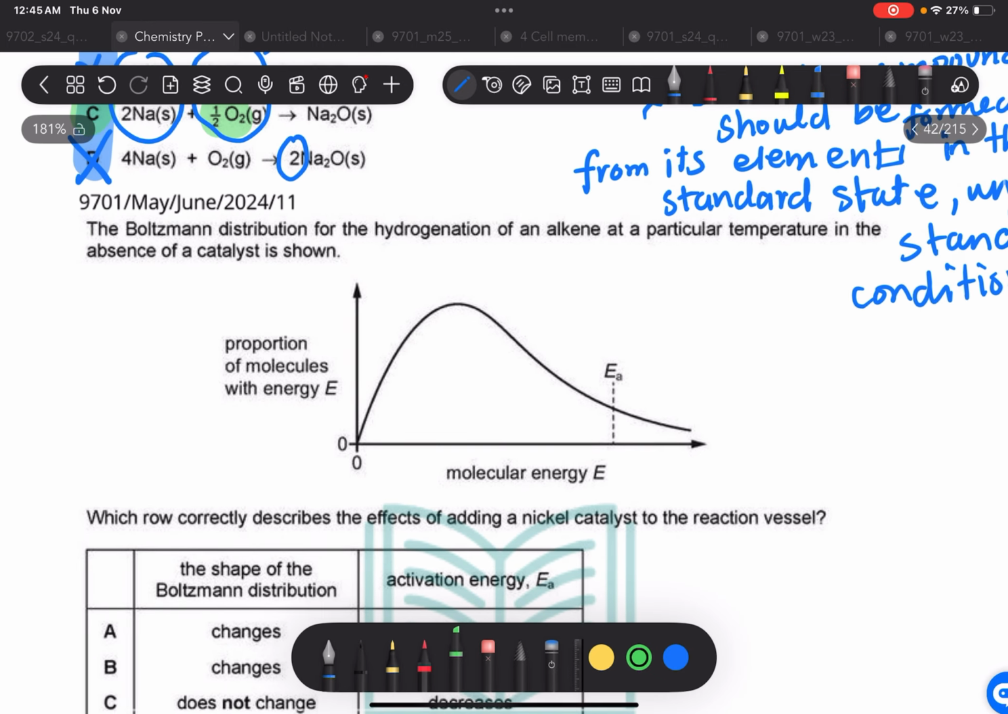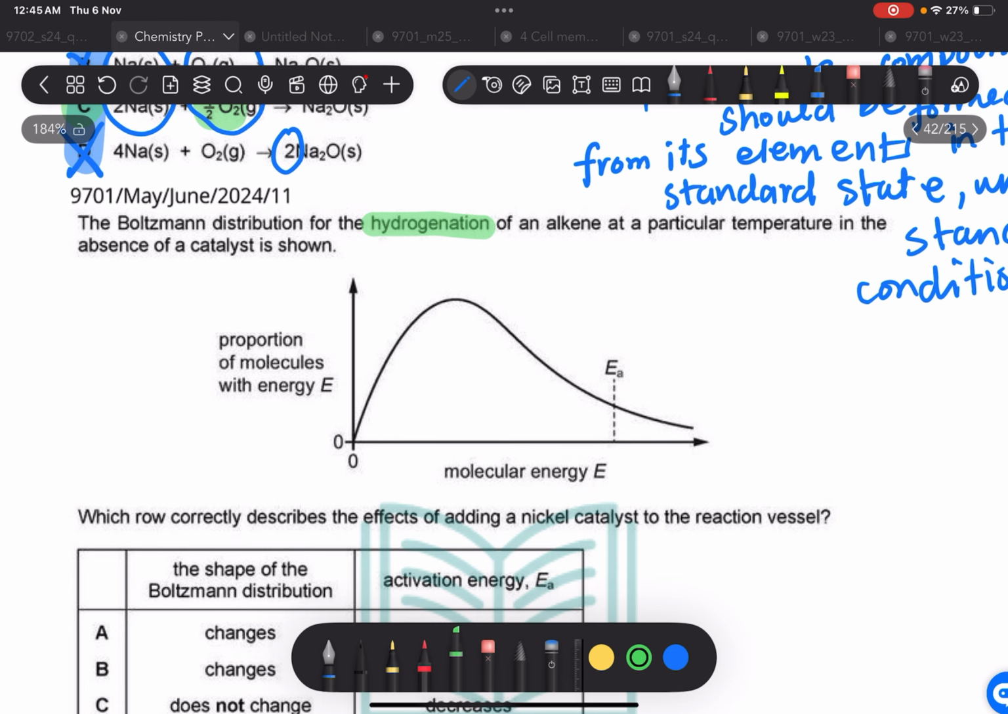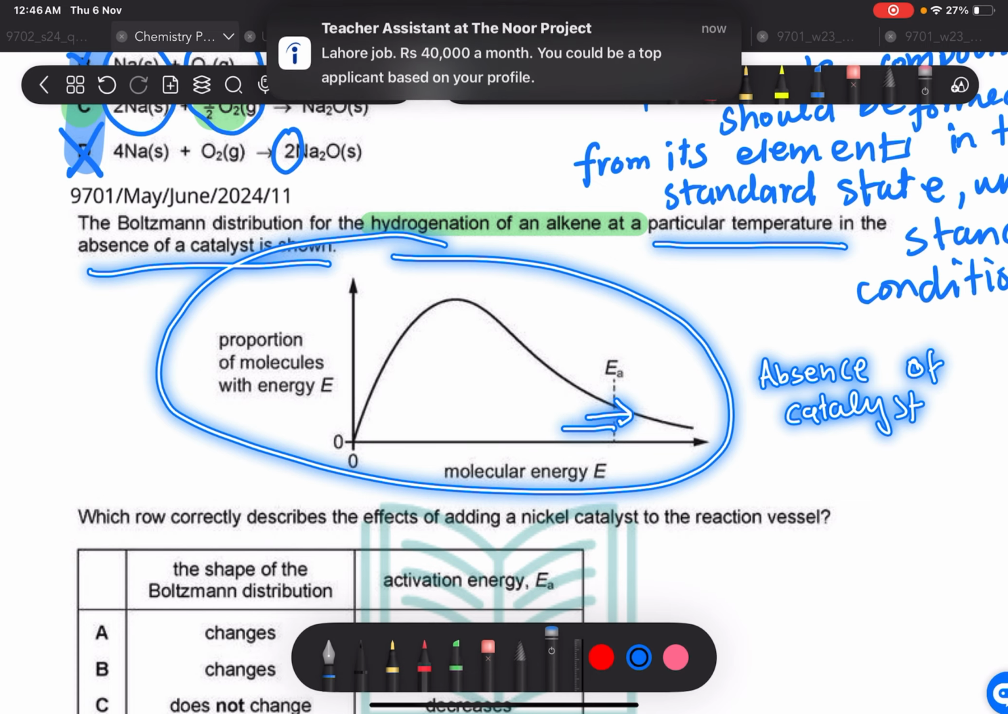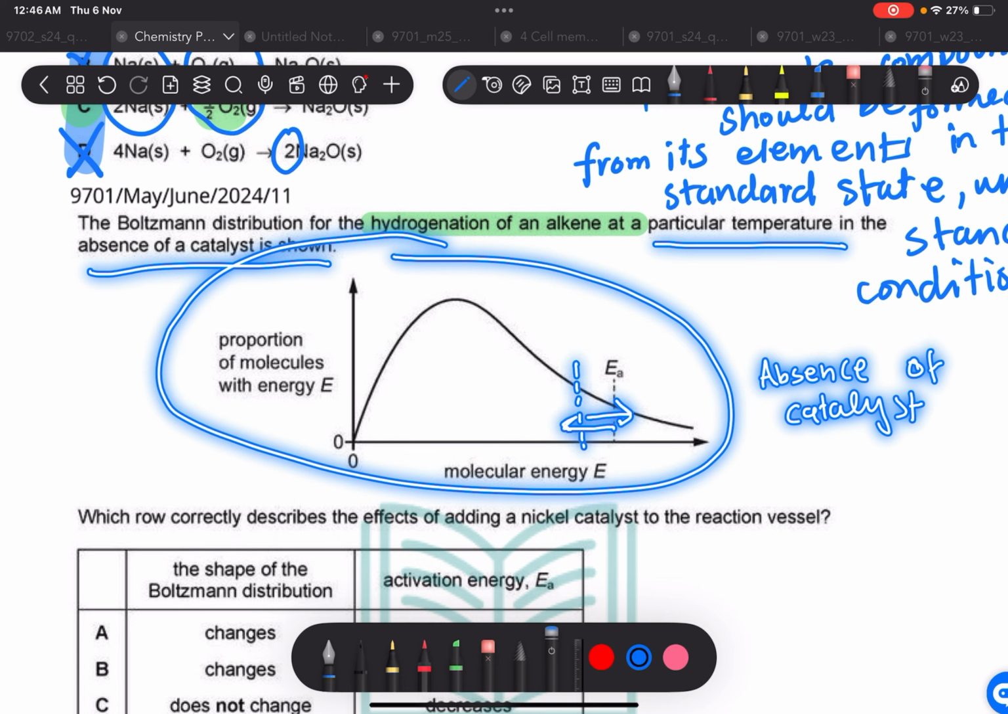Moving on to the next question, which says the Boltzmann distribution of the hydrogenation of an alkene. Okay, so you're hydrogenating an alkene. That means you're adding hydrogen to an alkene. And what happens when you add hydrogen to an alkene? You convert an alkene into an alkane at a particular temperature in the absence of a catalyst, as shown. Okay, this is the graph in the absence of catalyst. What does absence of catalyst mean? That your activation energy is going to be higher, and if a catalyst is added, the activation energy is going to move back.